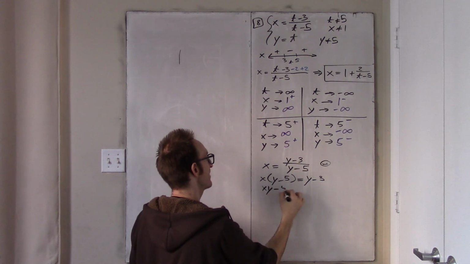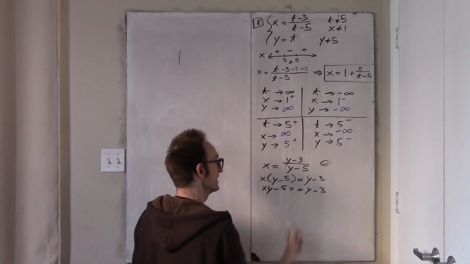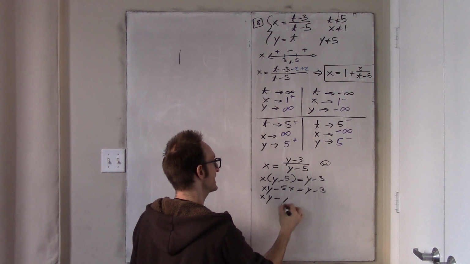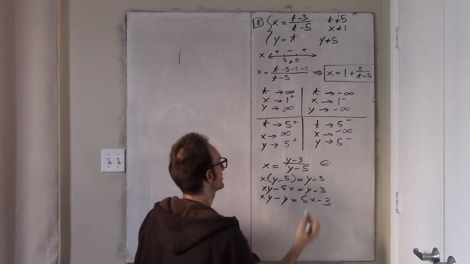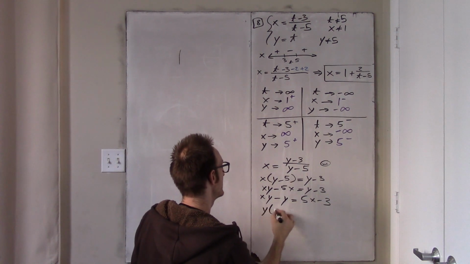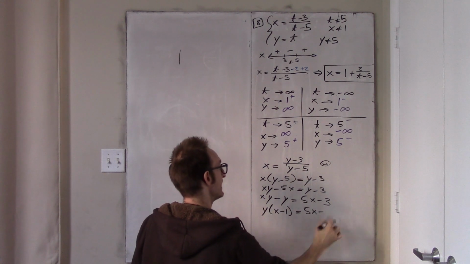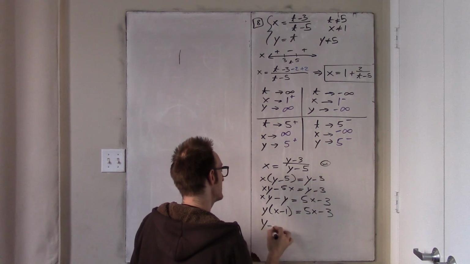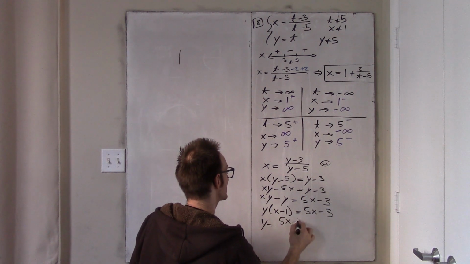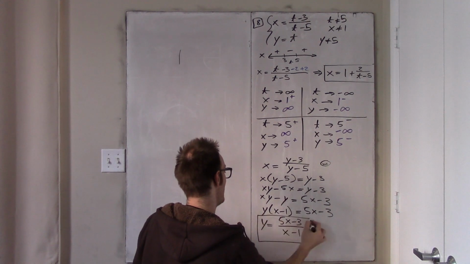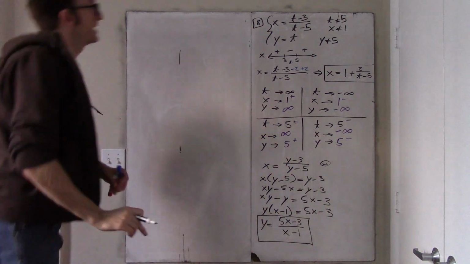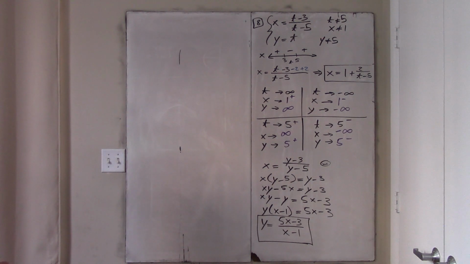So xy minus 5x equals y minus 3. Subtract: xy minus y equals 5x minus 3. Factor out a y, that's (x minus 1), and finally divide, and you get y equals (5x minus 3) over (x minus 1). So this is actually quite a lot going on here, though that is a pretty good way of writing this problem.